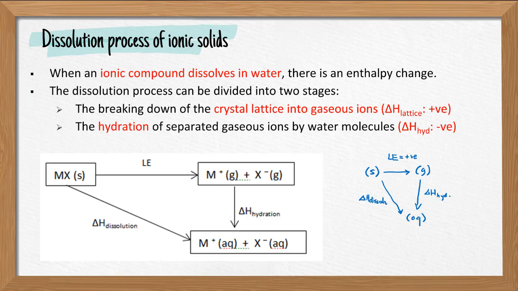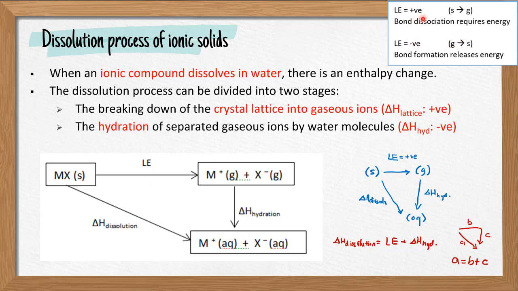According to Hess's law, for this cycle, enthalpy of dissolution I make it A, lattice energy I make it B, and continuing in these directions, the enthalpy of hydration I make it C. That means A equals B plus C. So in short, I can make my equation: enthalpy of dissolution is equal to lattice energy plus the enthalpy of hydration.